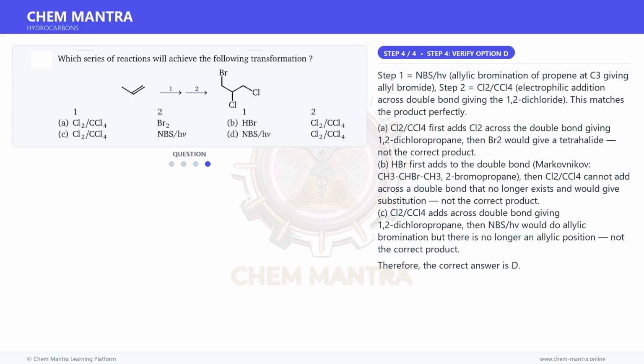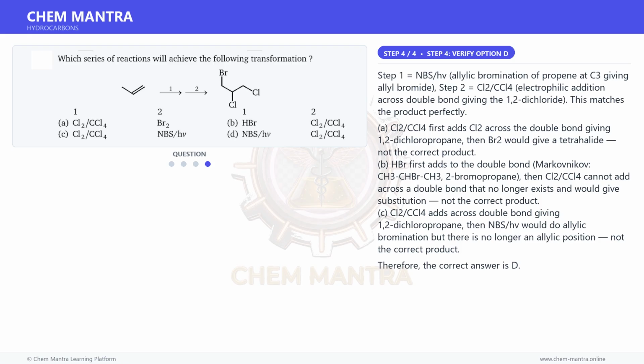And for the final step. Step 1 is NBS, hv, allylic bromination of propene at C3 giving allyl bromide. Step 2 is Cl2 in CCl4, electrophilic addition across the double bond giving the 1,2-dichloride. This matches the product perfectly.